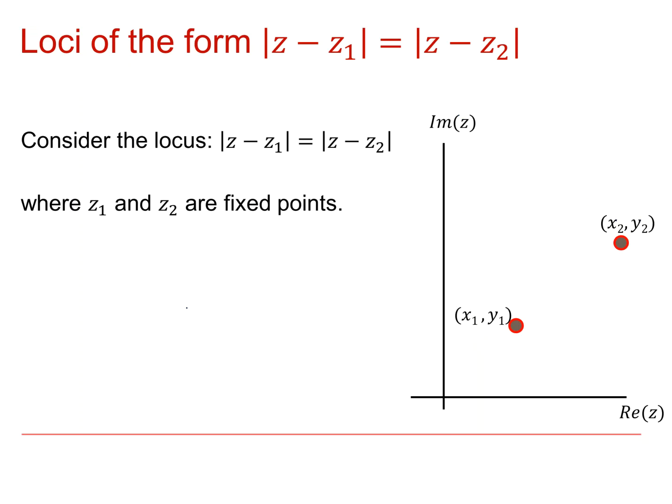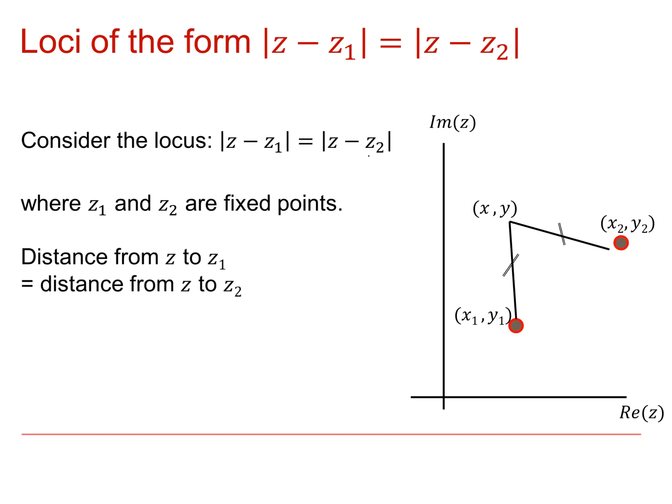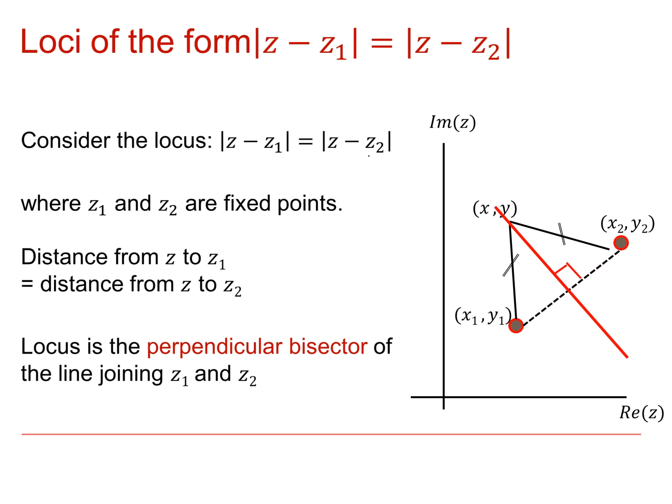Now let's look at loci of a different form. Here we've got 2 fixed points, z1 and z2, and we're looking at the set of points z such that its distance from z1 is the same as the distance from z2. Pause the video for a moment while you think about what that will look like. OK. There's a sample point, 1 point from our locus. We're looking for all the points that are the same distance from z1 and z2, and that's going to be the perpendicular bisector of the line joining z1 and z2.